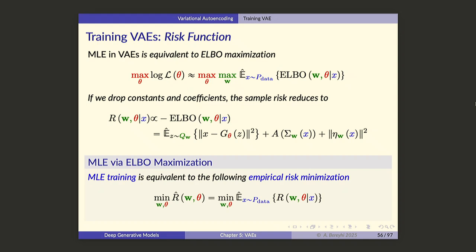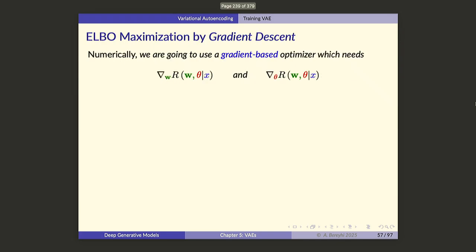Now, when I go inside and want to take the sample gradients, what are the parameters that I'm going to take the gradient with respect to? W and theta, right? W is your encoder parameters. Theta is your decoder parameters, right? So I want to take the gradient with respect to these two parameters, so encoder and decoder.